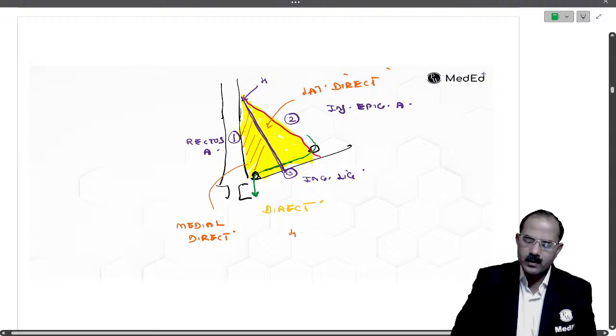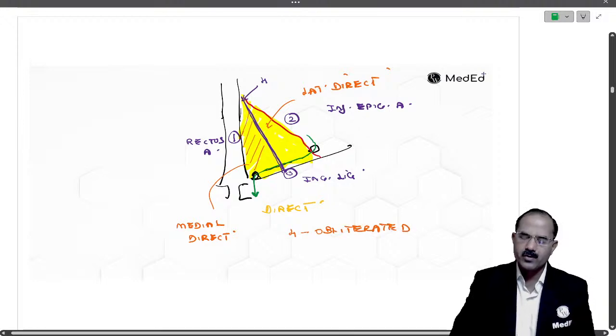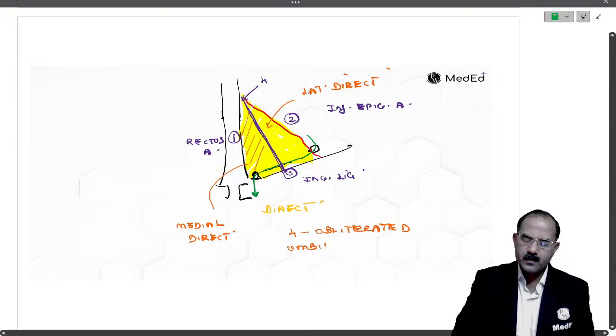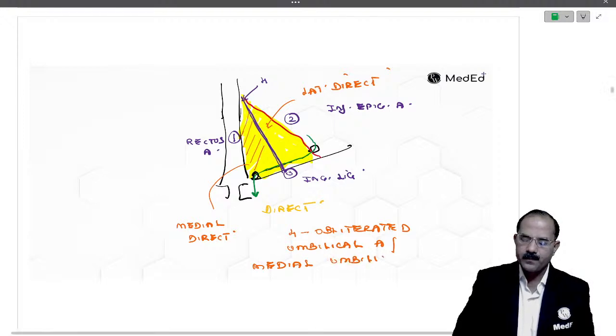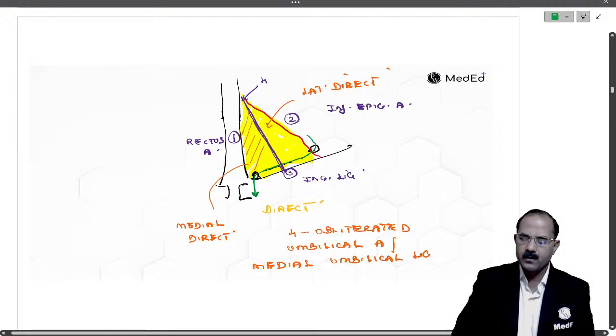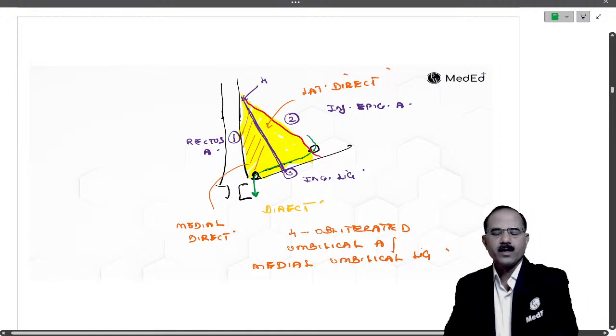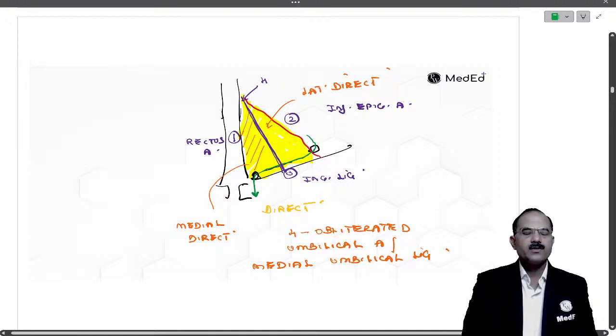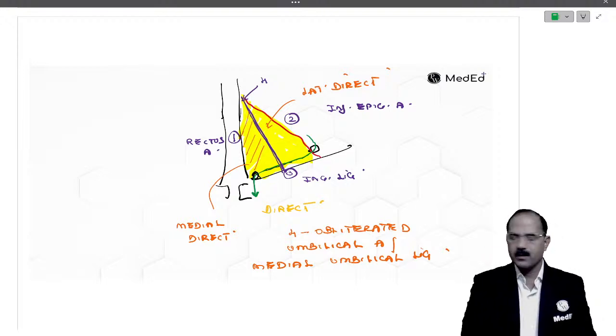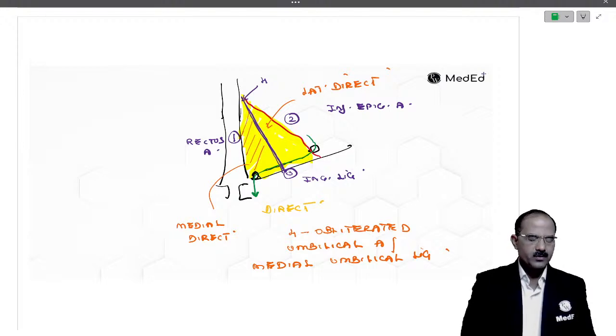Number 4 is the obliterated umbilical artery, or this is what we call the medial umbilical ligament. Okay, so the obliterated umbilical artery or the medial umbilical ligament is the one which divides the Hesselbach's triangle into 2 parts.